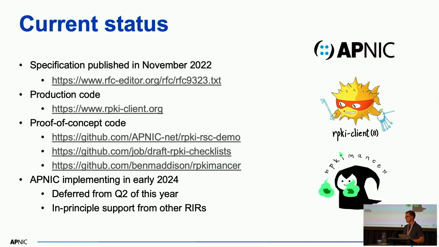The current status of this work, the specification was published in November of last year. There's production code in RPKI client, which is the RPKI validator that is maintained as part of the OpenBSD project. There's quite a bit of proof of concept code on GitHub. And at APNIC, we were planning to implement this earlier this year, but it got deferred in favor of other work, so we will be looking at it for next year. The other RIRs support this work in principle as well, so if you are interested in seeing implementations from them, please let them know.